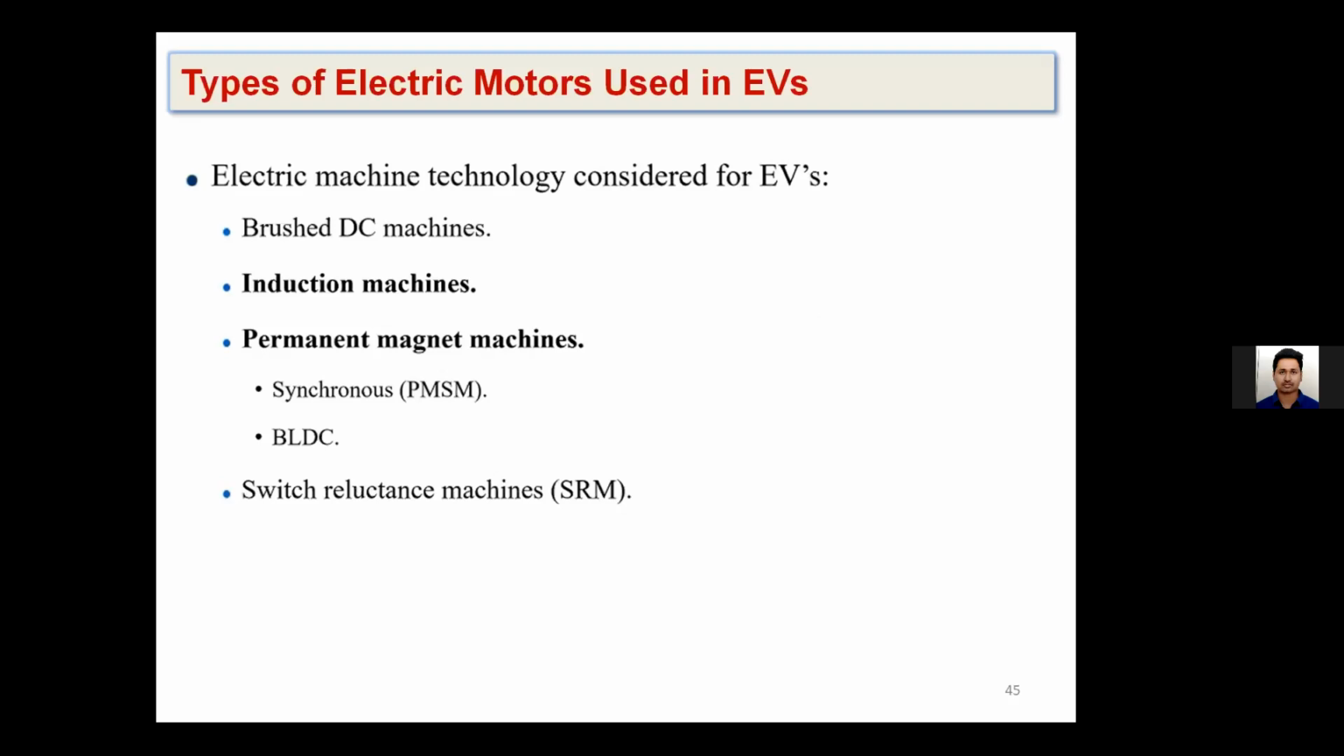But from the efficiency perspective, they are very good. For BLDC, the control is very, very simple. That's the reason they are getting popular for two-wheeler and three-wheeler applications. And SRM based machines can be used in off-highway vehicles where noise and vibration is not a constraint.